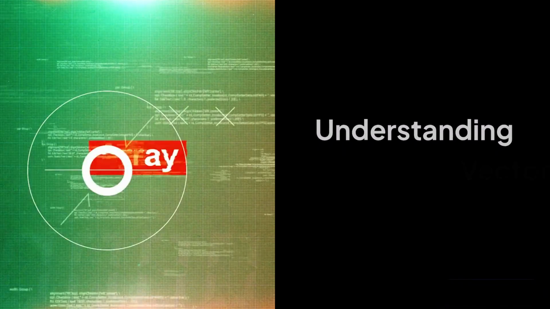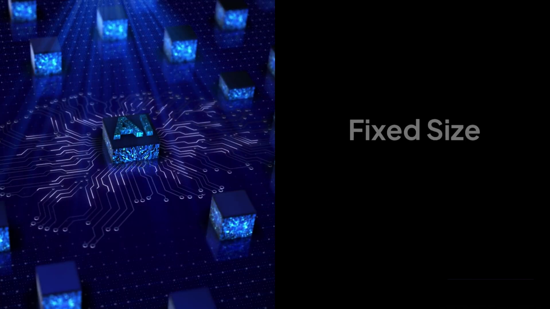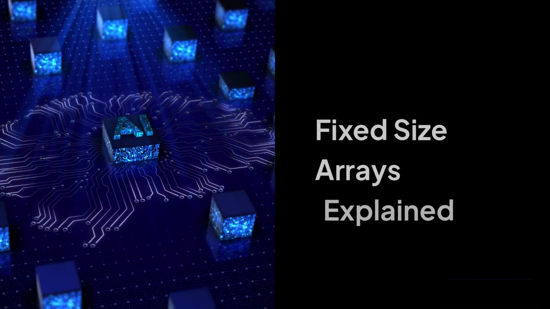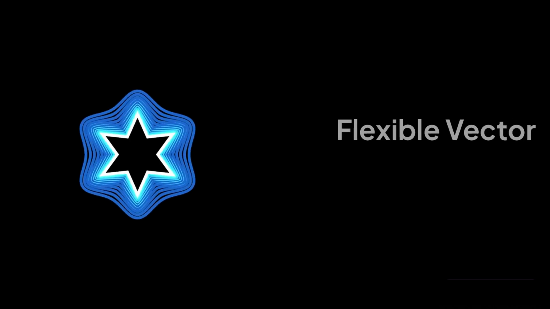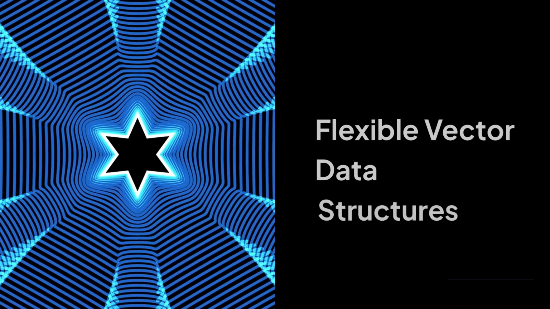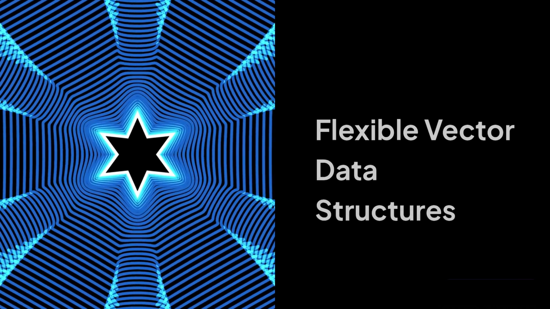A vector is very similar to an array, but with one key difference. Arrays usually have a fixed size, meaning you decide the size in advance. Vectors are more flexible because they can grow or shrink automatically as you add or remove elements.